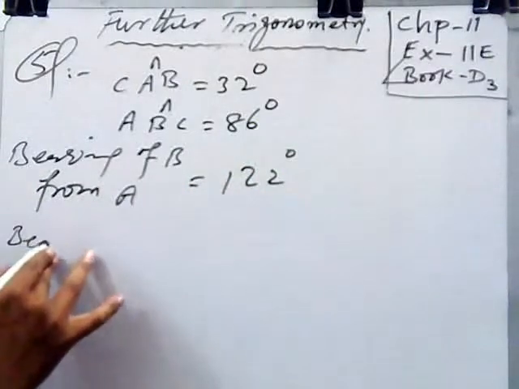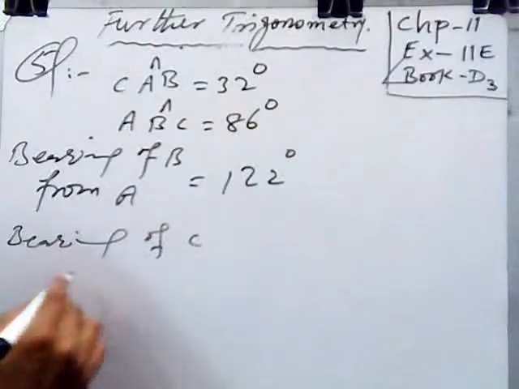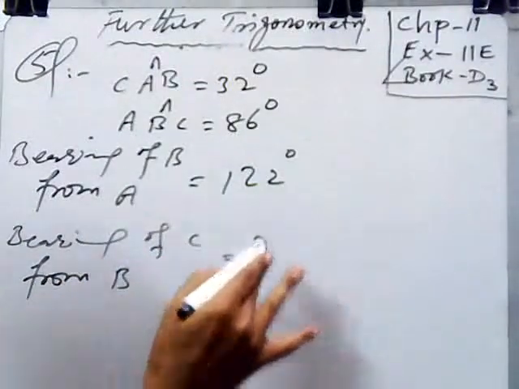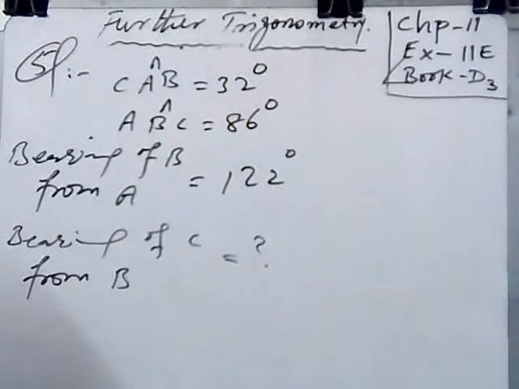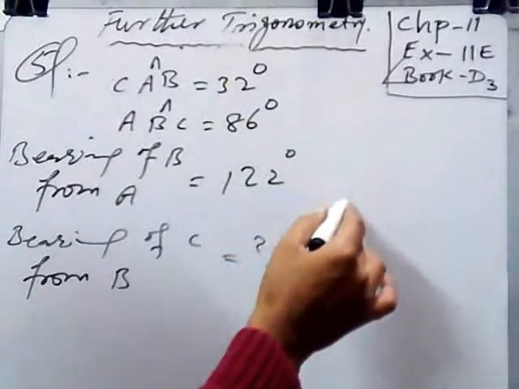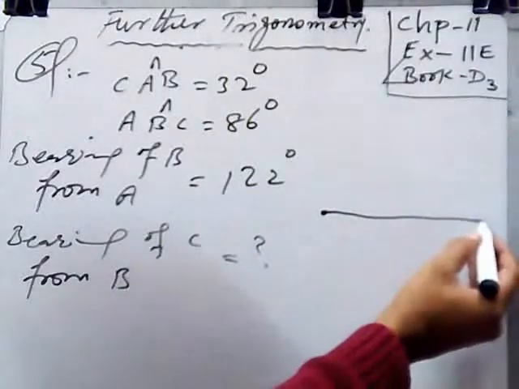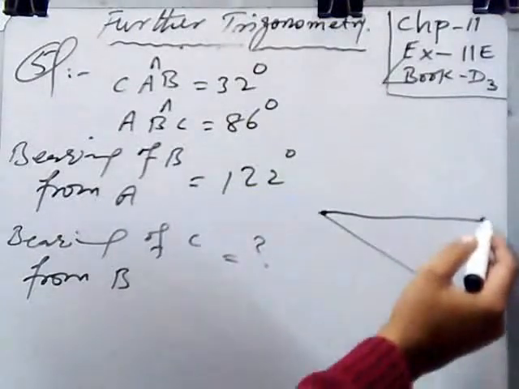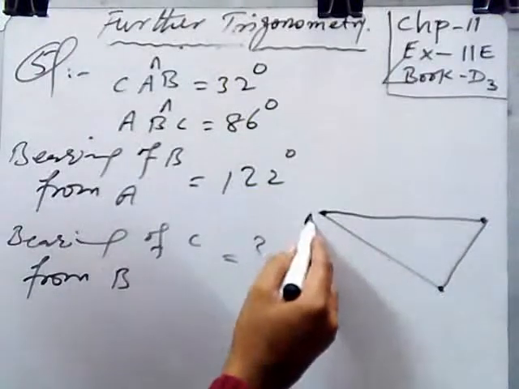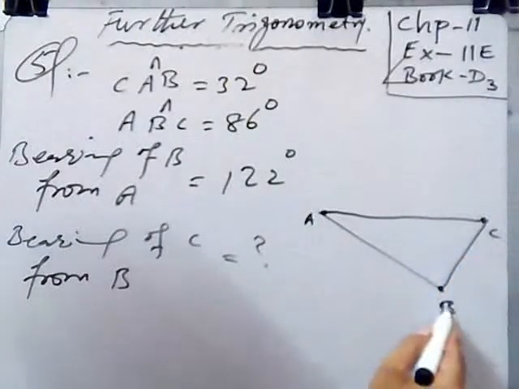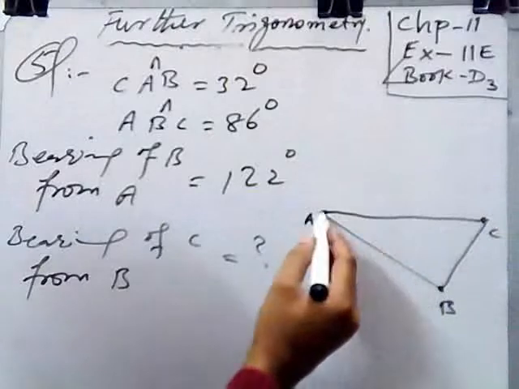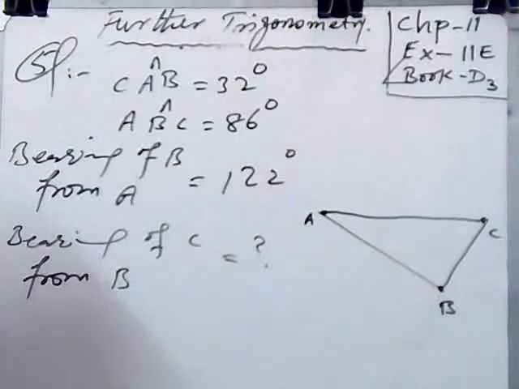And we have to calculate the bearing of C from B. So first of all, we should draw a diagram. For example, here are the three points A, B, C. Angle A is 32 degrees, but the bearing is from A to B.